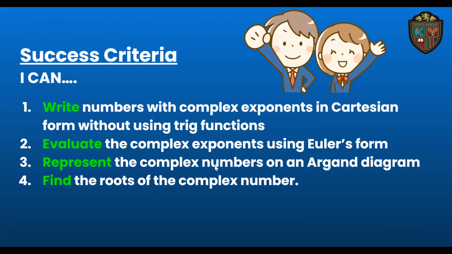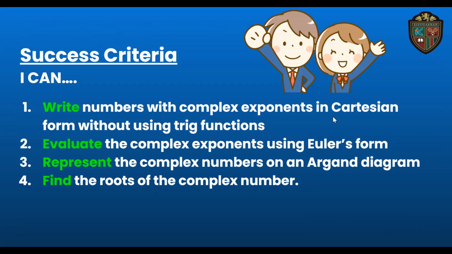Okay, so the success criteria for this next topic are the following. You will write numbers with complex exponents in Cartesian form without using the trig functions. Second is to evaluate complex exponents using Euler's form. So I'll be introducing this form here.